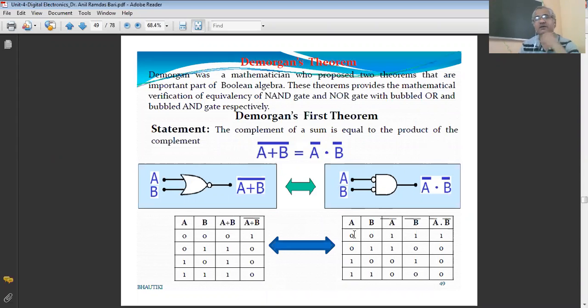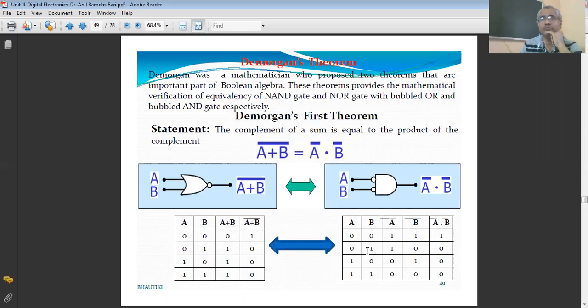So take A and B. Let us say A is equal to 0, B is equal to 0. Take the complement of A. The complement of A will be 1. Complement of B will be 1, and the AND operation of these two, A complement dot B complement, will be 1 1 1. So it is 1.